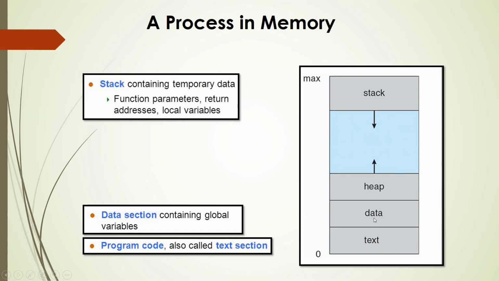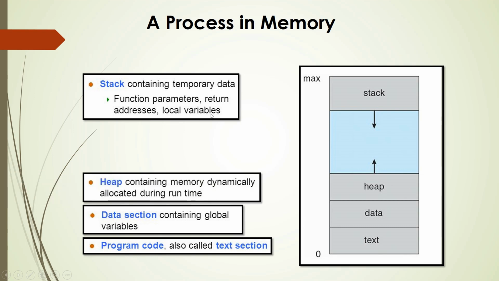Next is the stack section, which will contain your temporary data which includes function parameters, return address and local variables. And finally the heap will contain memory dynamically allocated during runtime. So for example, we have an array which we are allocating at runtime, then it will be stored in the heap, and both the stack and the heap can grow. So this arrow shows that the stack can grow in this direction and the heap can also grow in this direction. So sufficient memory is kept so that they don't overlap.